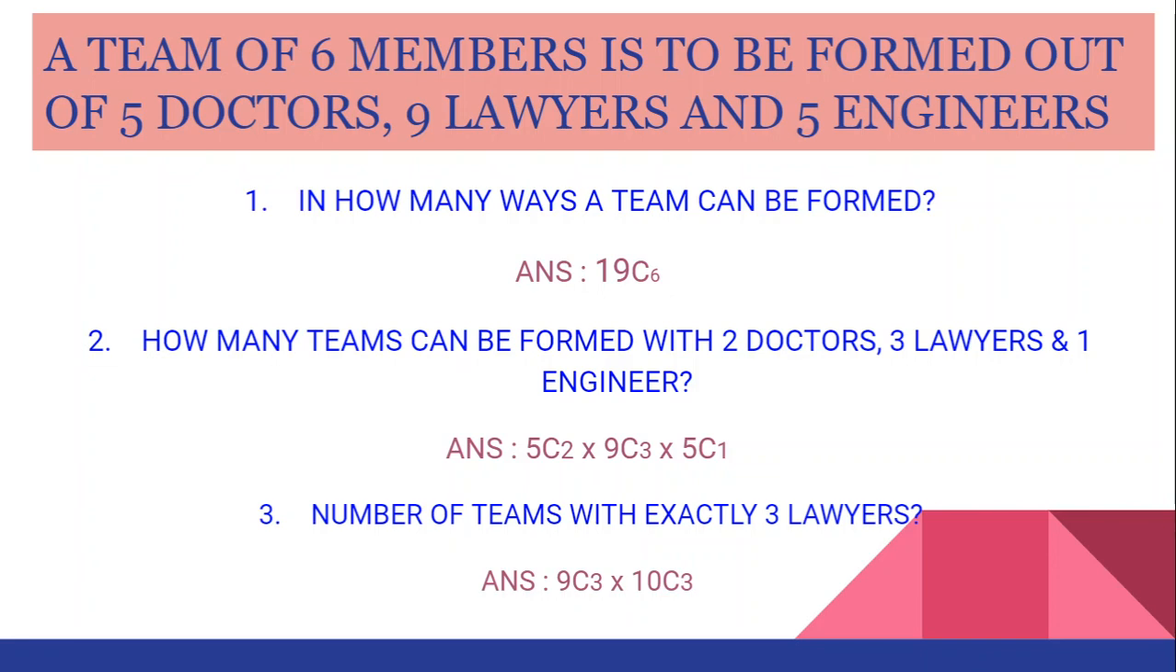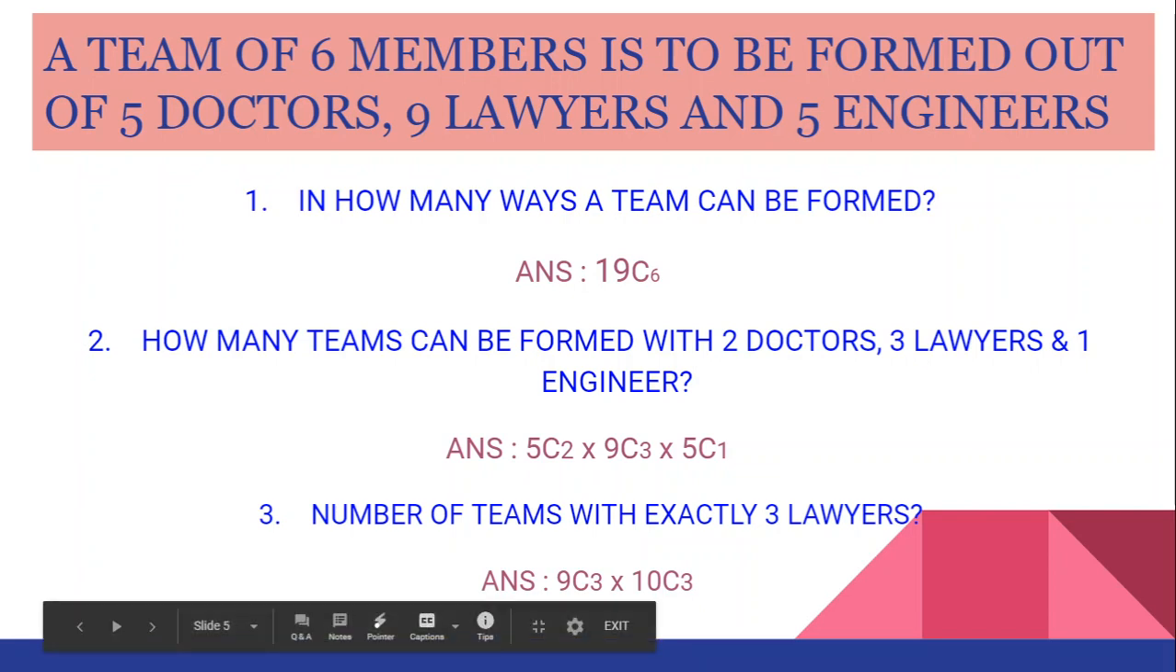So we have 5C1. So we'll multiply all of these because we need 2 doctors and 3 lawyers and 1 engineer. And means multiplication. So 5C2 into 9C3 into 5C1. This will be our answer.